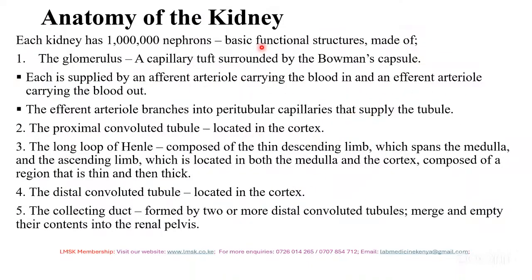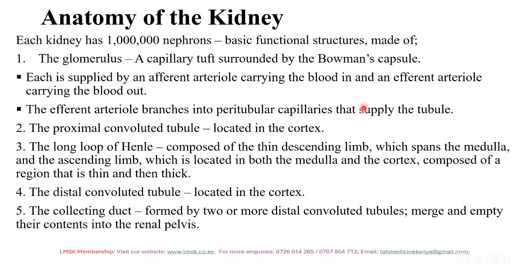Now, in the anatomy, each kidney, of course, has over 1 million nephrons, which are the basic functional structures made of the glomerulus. That structure contains a tuft of capillaries that are surrounded by the Bowman's capsule. And then each is supplied by an afferent arteriole carrying blood in and an efferent arteriole carrying blood away from the glomerulus. Then the efferent arteriole branches into the peritubular capillaries, the ones that supply the tubules.